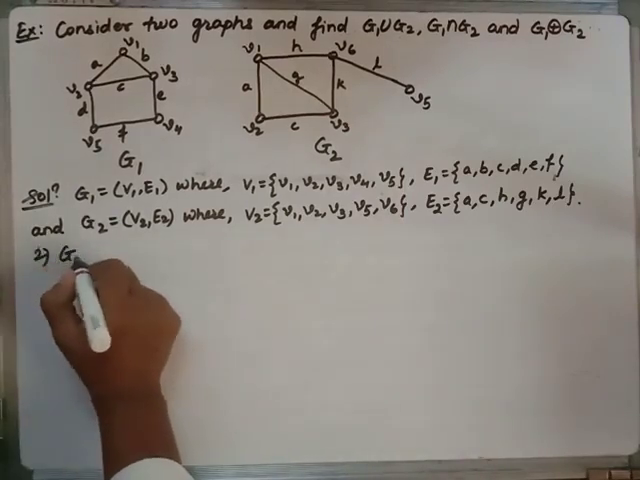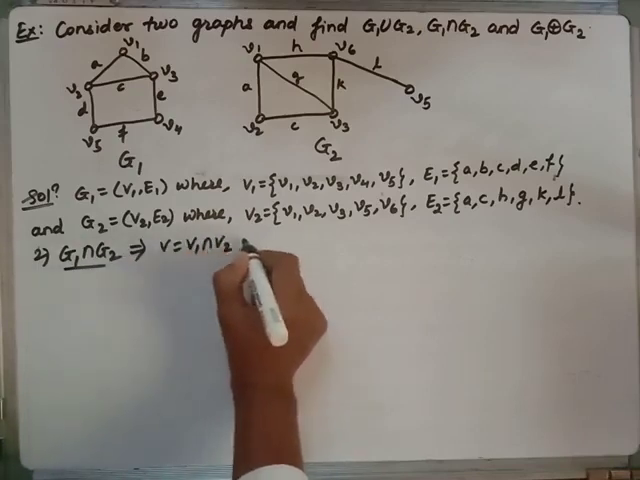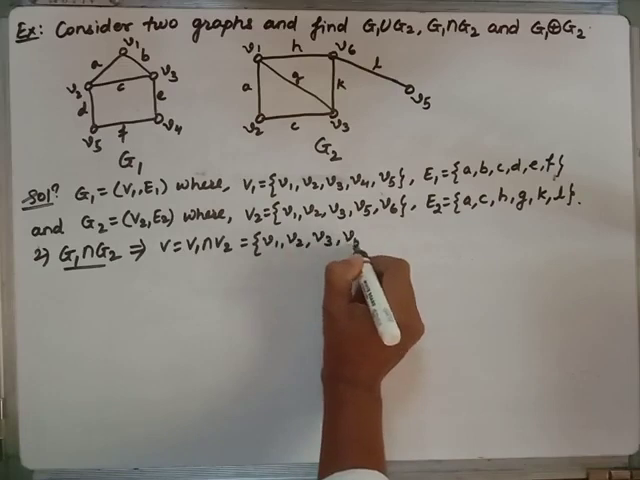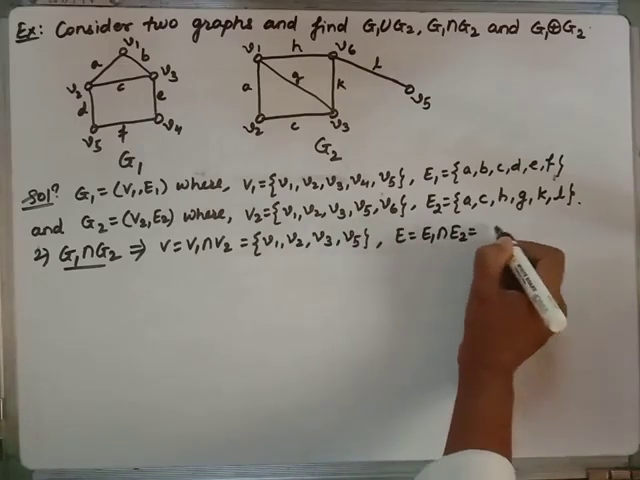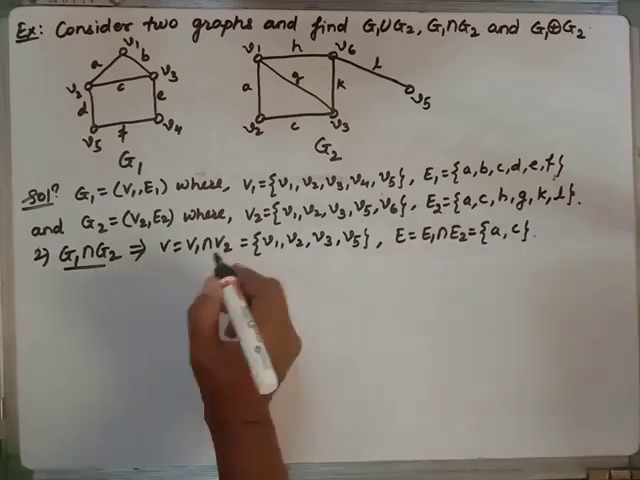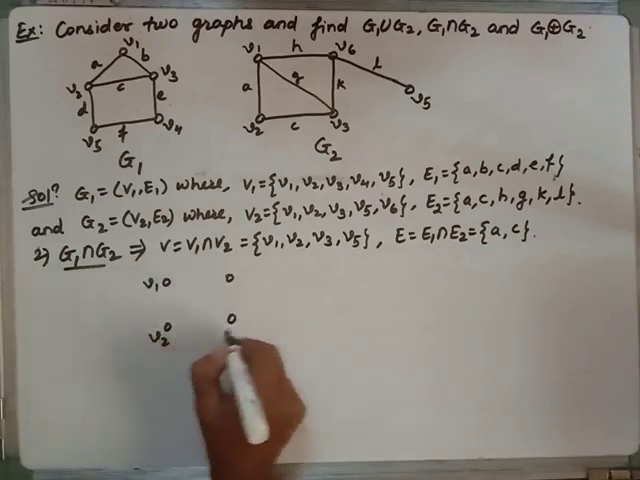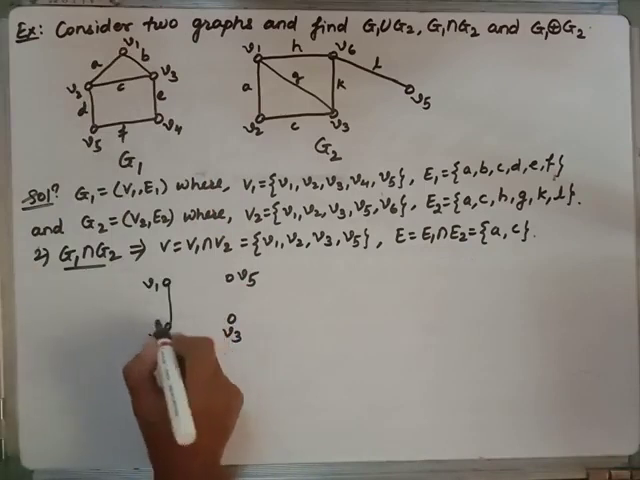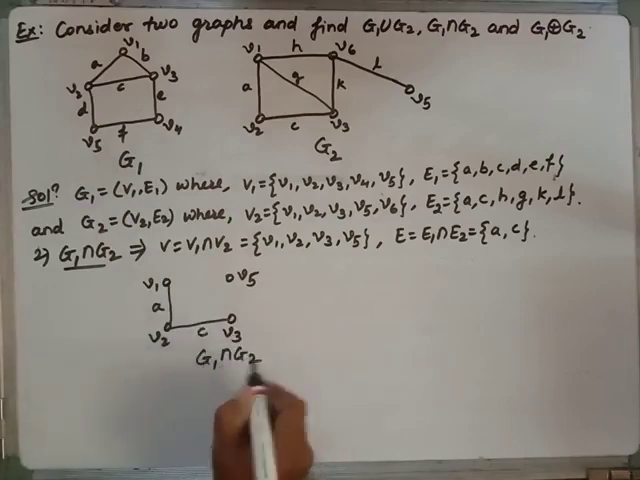Similarly, let's find G1 intersection G2 and G1 ring sum G2. Second part, G1 intersection G2. For that, what is V? It is V1 intersection V2. The intersection between them is V1, V2, V3, V5. And the edge set is E1 intersection E2. And what is it? Simply A and C, right? So let's write the first 4 vertices: V1, V2, V3, V5. Now A and C. A is between V1 and V2. This is A. And C is between V2 and V3. This is C. This graph is G1 intersection G2 simply.